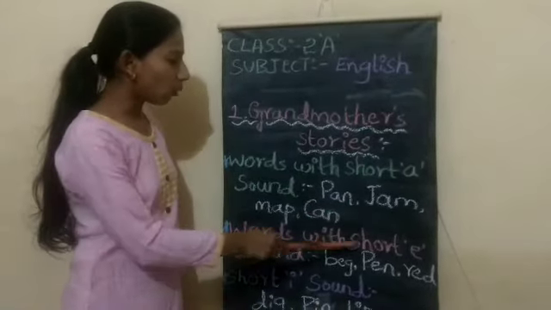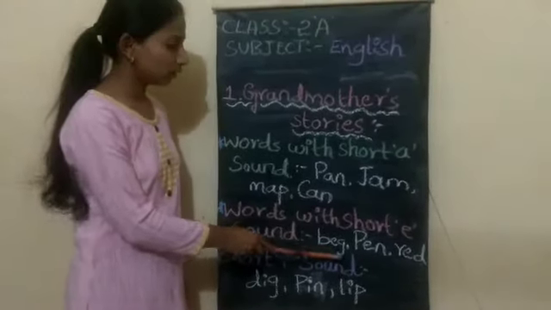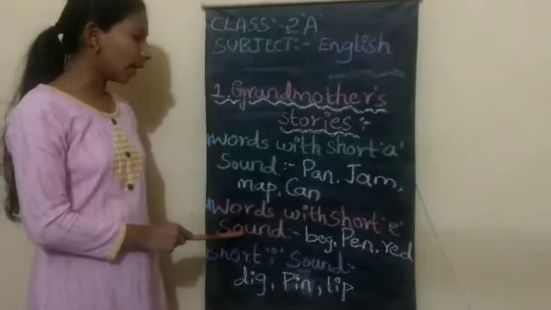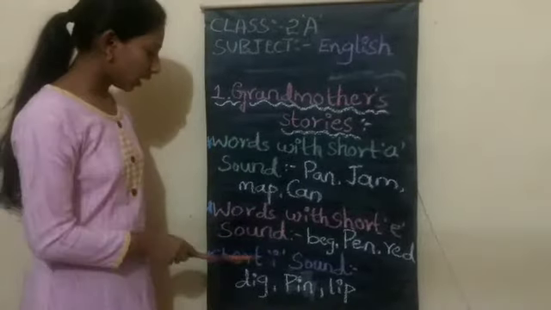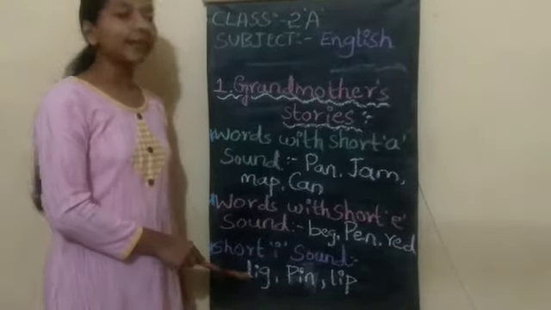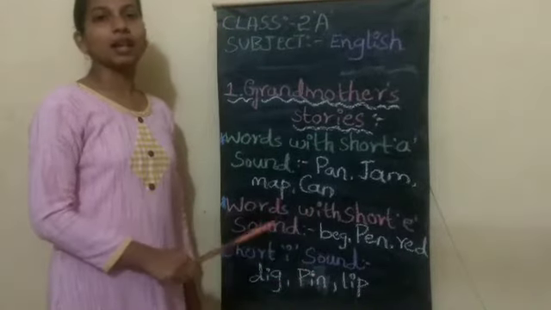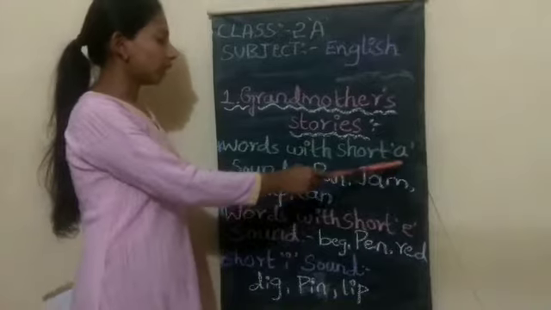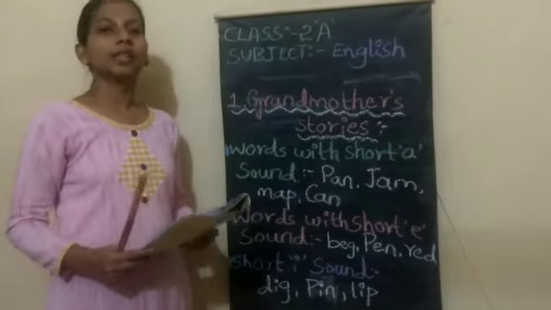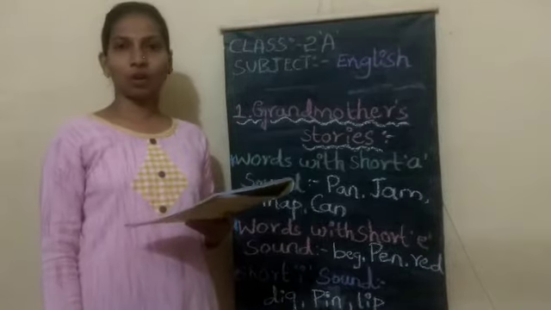Now, here are the words with the E sound. Those are beg, pen, red. These are the words with the short E sound. Okay. And the words with the short I sound. Those are dig, pin, lip. So, these are the words with the short A sound, E sound and I sound. Okay. Now, we will go with the story.